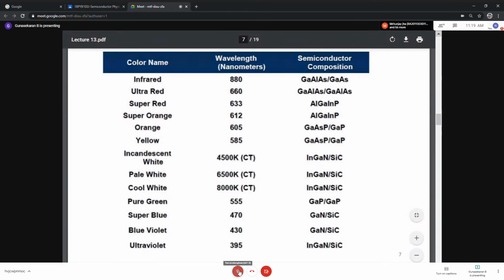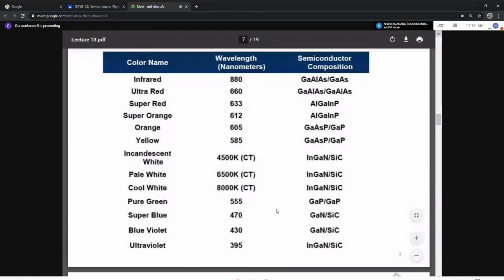Okay, sir. Anything else here? Any doubts here? So these are the optoelectronic materials, the semiconducting materials for optoelectronic applications. Sir, what is CT? CT.